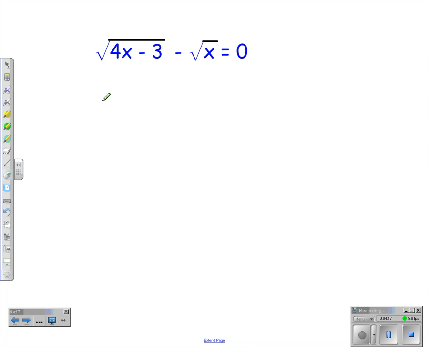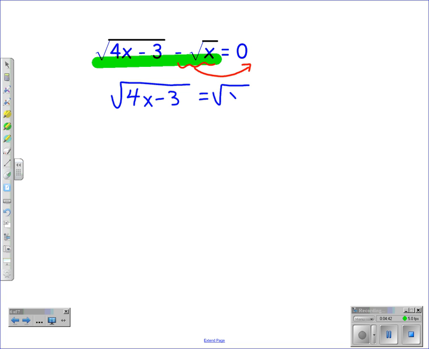If both of your radicals are on one side, you cannot start squaring here. These two radicals must be on opposite sides of the equal sign for you to start working on this. So please move this minus the square root of x over to the other side so that we have the square root of 4x minus 3 equals the square root of x.